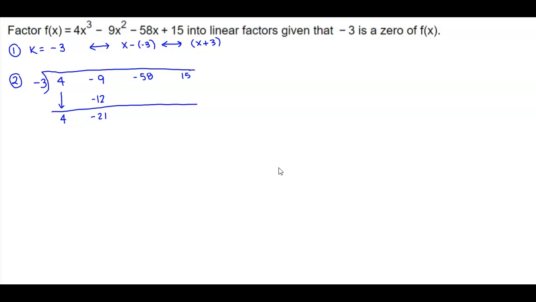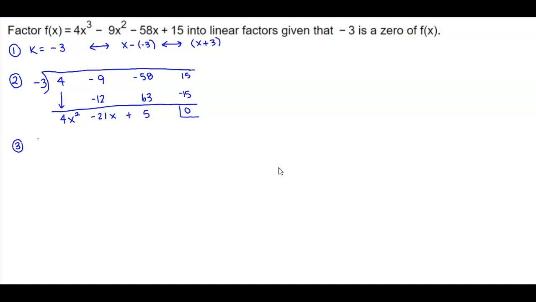Okay, and then negative 3 times negative 21 gives us positive 63. And then 63 minus 58 gives us 5. And negative 3 times 5 gives us negative 15, which then gives us 0. So that's proving the fact that x plus 3 or negative 3 is a zero of this polynomial. Okay, now we need to figure out what is this polynomial that we've just found. Well, remember that this becomes now 4x squared minus 21x plus 5. So this is the other factor.